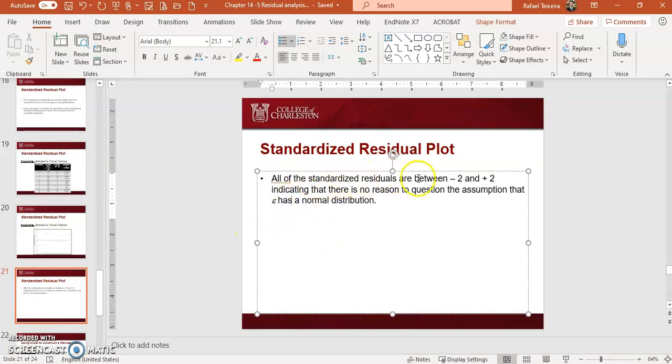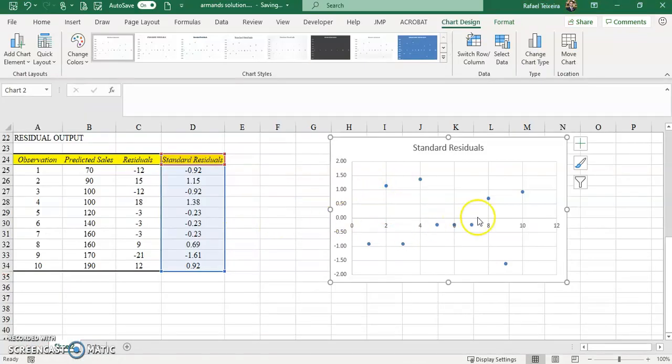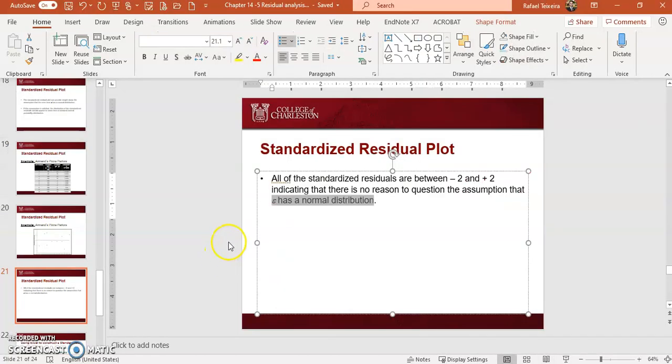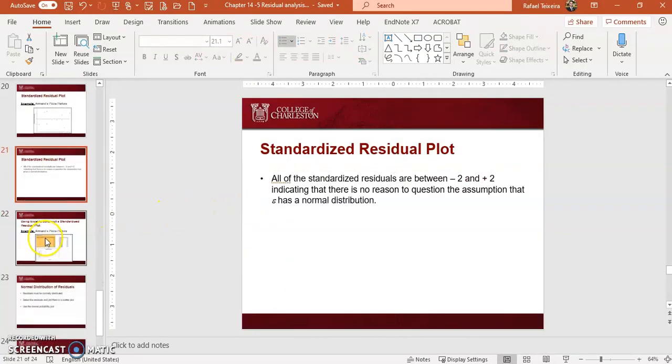All of the standardized residuals are between -2 and +2, indicating that there is no reason to question the assumption that the standard error has a normal distribution. So we are looking for residuals between this range. If we have residuals smaller than -2 or higher than 2, then we have problems of normal distribution. And also we have outliers.